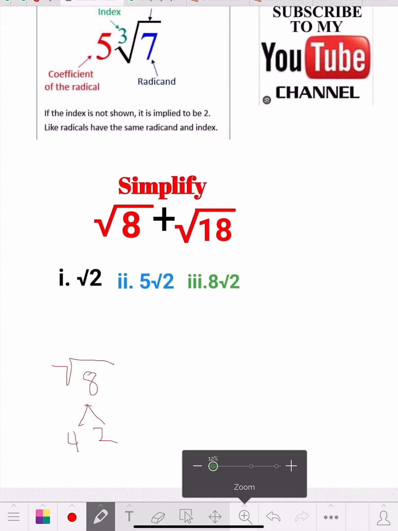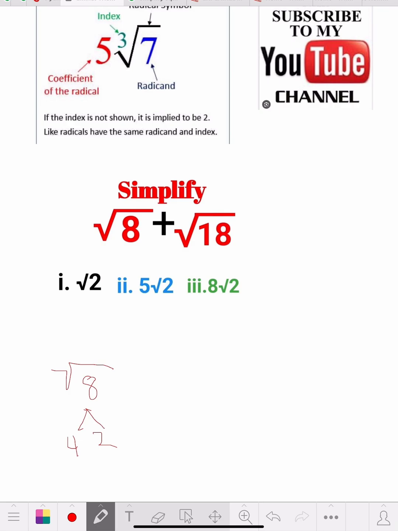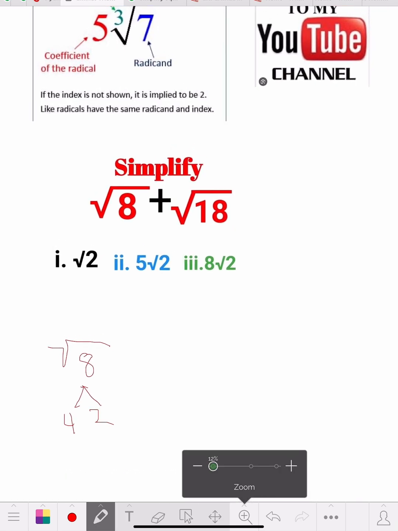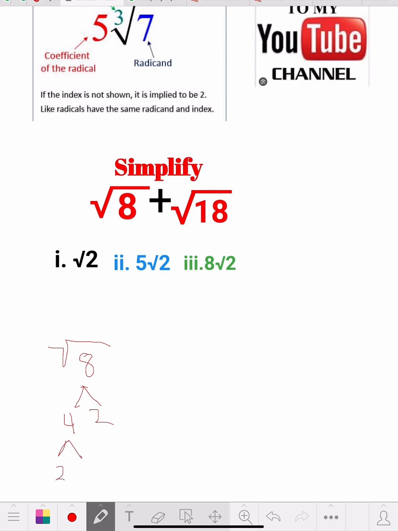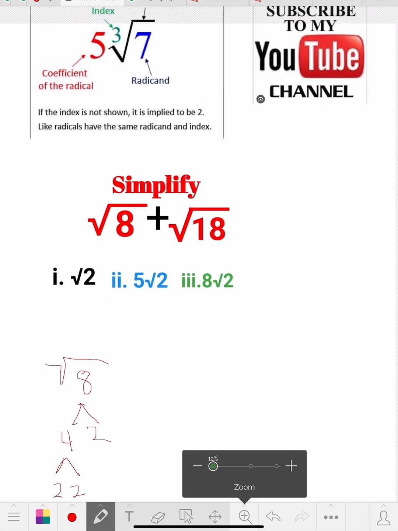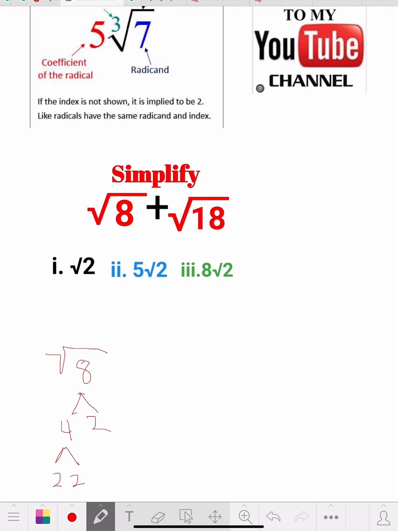Now, I look at this, and can I simplify this anymore? Of course I can. I can go 2 and 2. What I'm looking for here, because this is a square root, is that the index of this, which is 2, is right here. If the index is not shown, it is implied to be 2. So there's a 2 there. So I'm looking for just pairs. And I got a pair of 2s here.